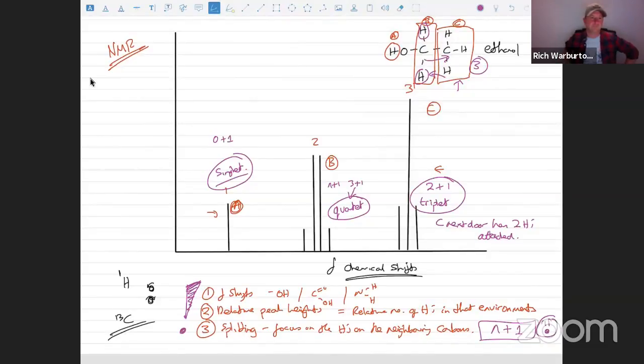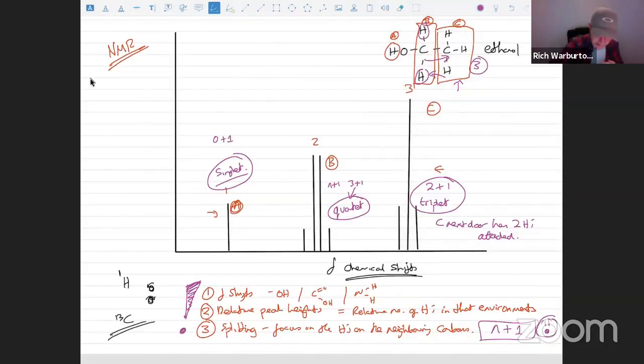Ali asked one quick thing about the splitting on NMR. How do you know which carbon the N+1 rule is talking about? When talking about the NMR, how do you know which carbon atom the N+1 rule is referring to?